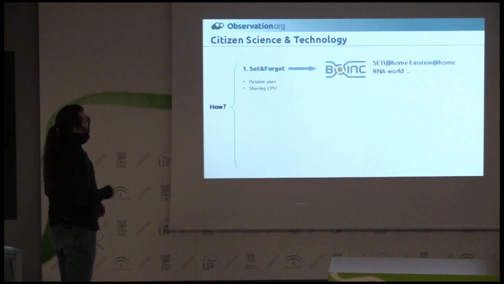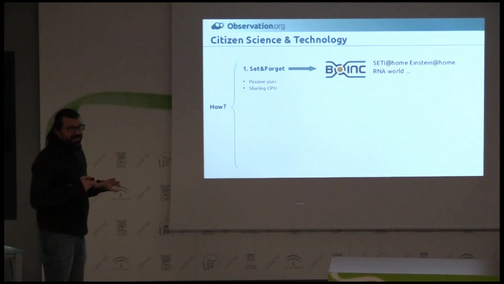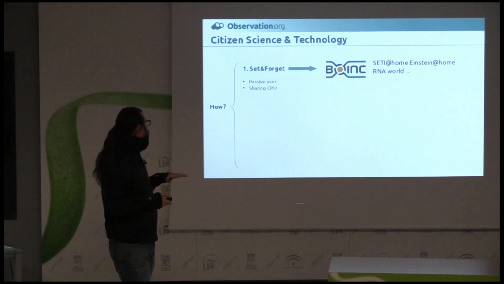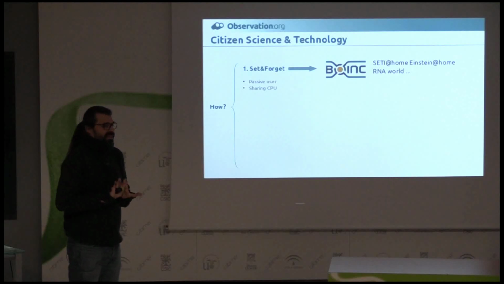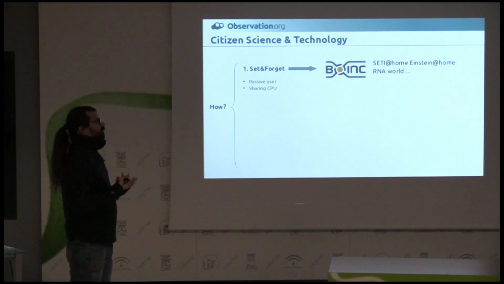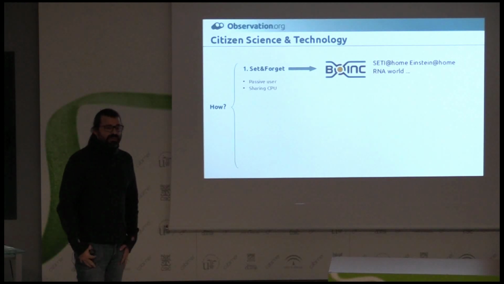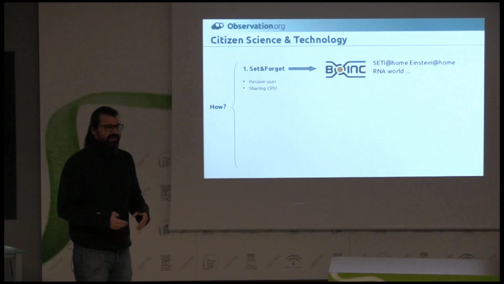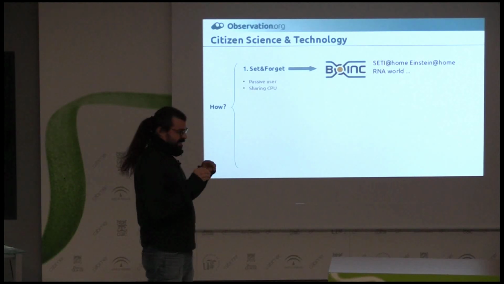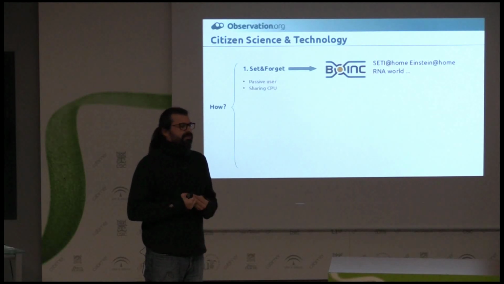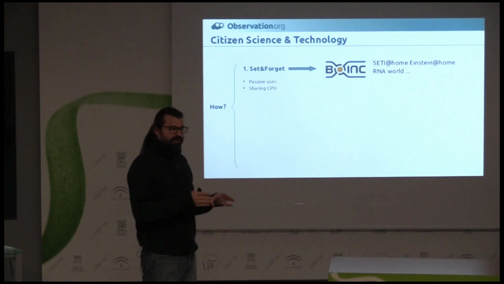So, some examples of citizen science. The first level of citizen science is the set and forget. Basically, the user, the citizen, does nothing. It's passive. For example, we have some projects where you have your mobile phone or your computer that is doing nothing during a lot of time. You have CPU cycles, CPU time. You're wasting electricity, but your computer is doing nothing.